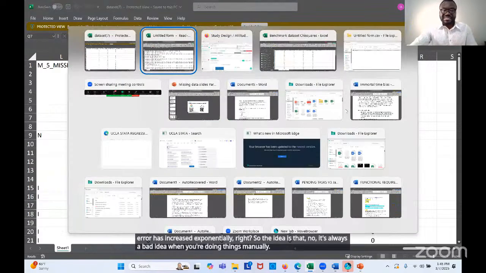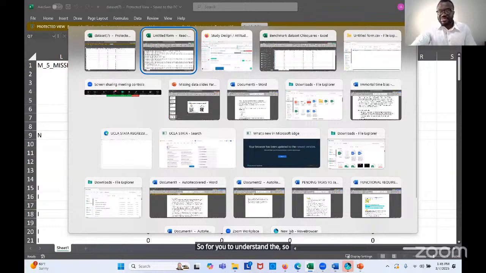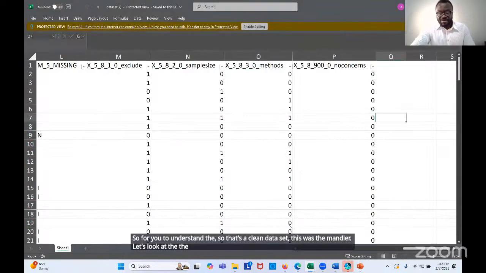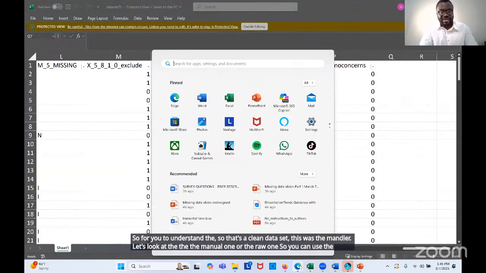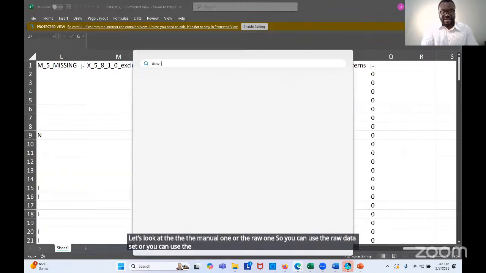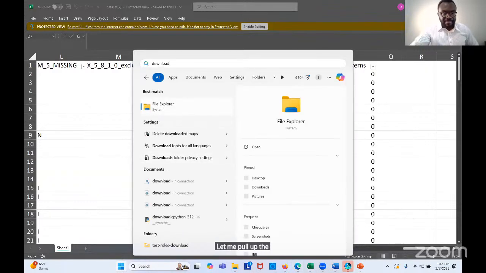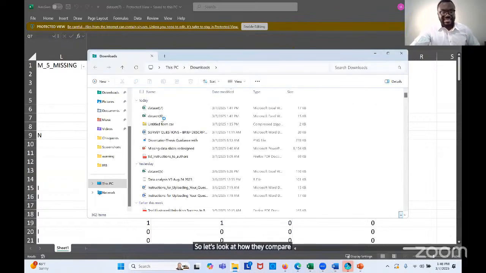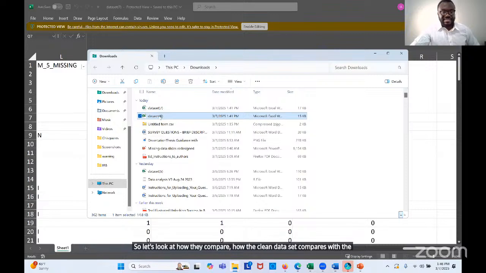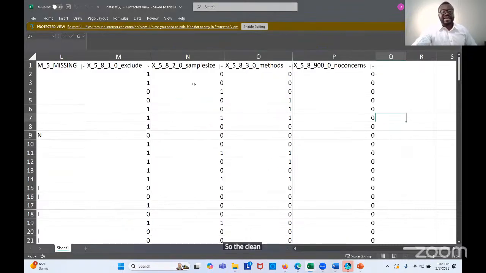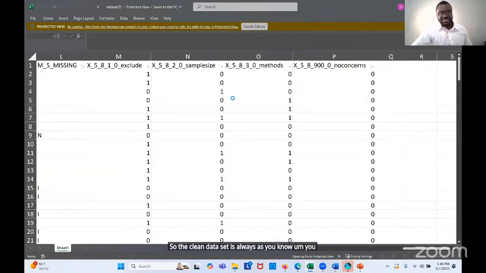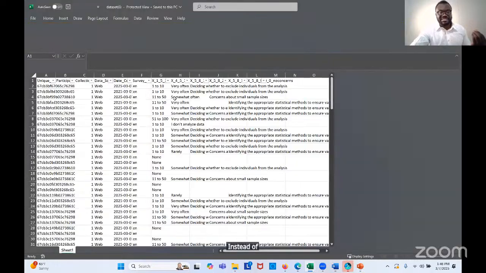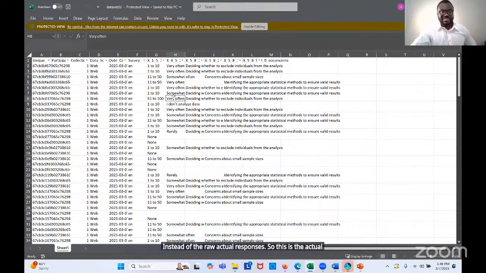So that's the clean data set. Now let's look at the manual one, or the raw one. So you can use the raw data set, or you can use the clean one. Let me pull up the downloads. I downloaded both of them. So let's look at how the clean data set compares with the raw data set. The clean data set always has codes instead of the raw actual responses. So these are the actual raw responses here in the raw data set.